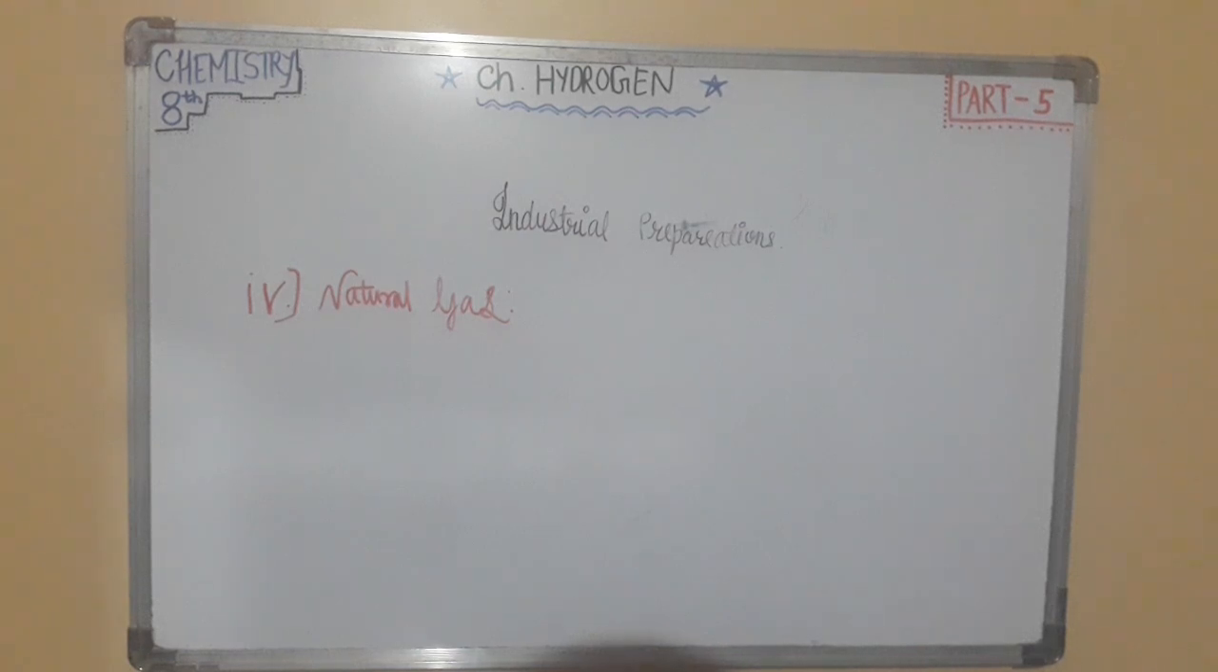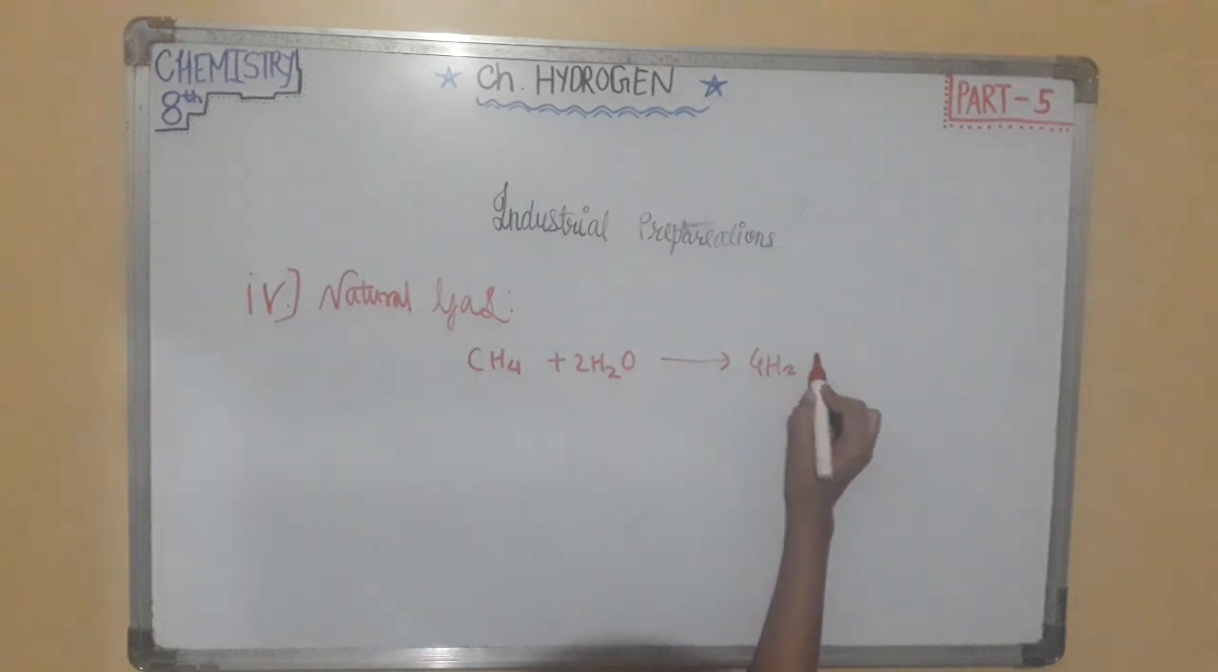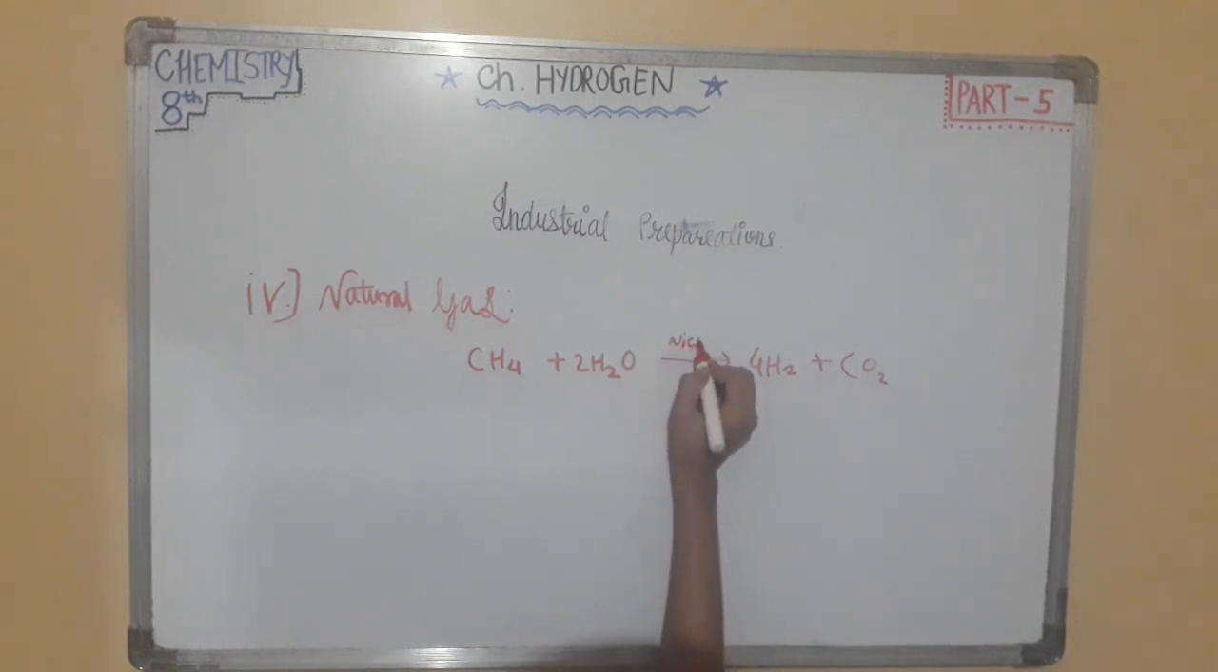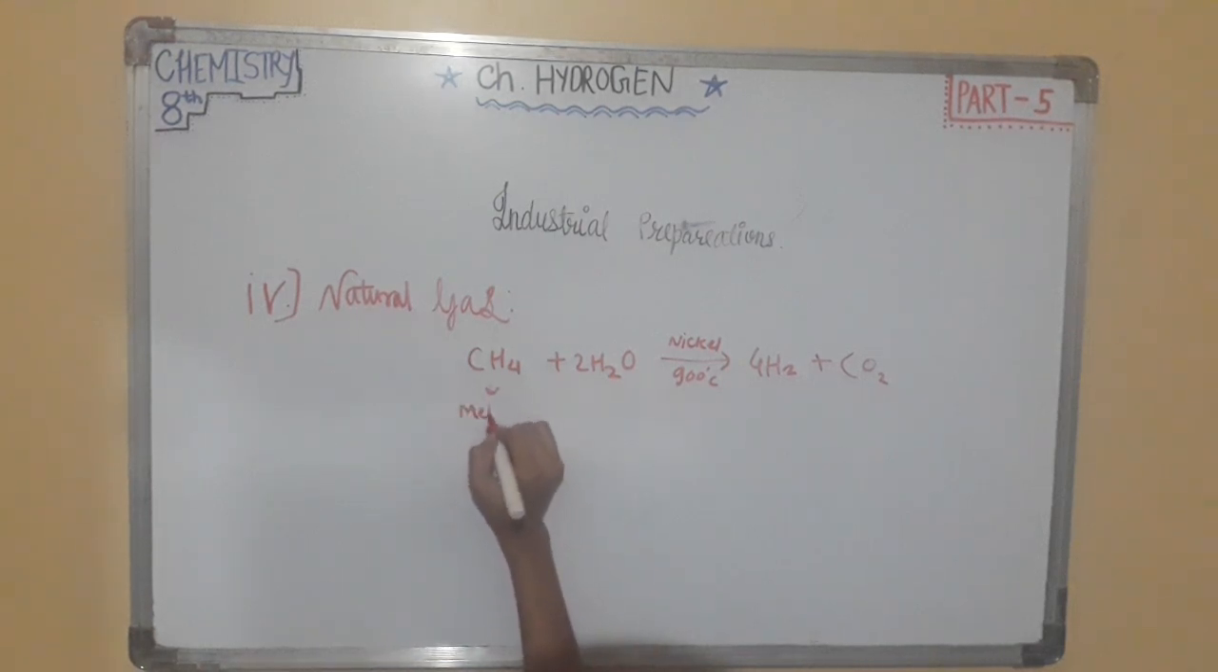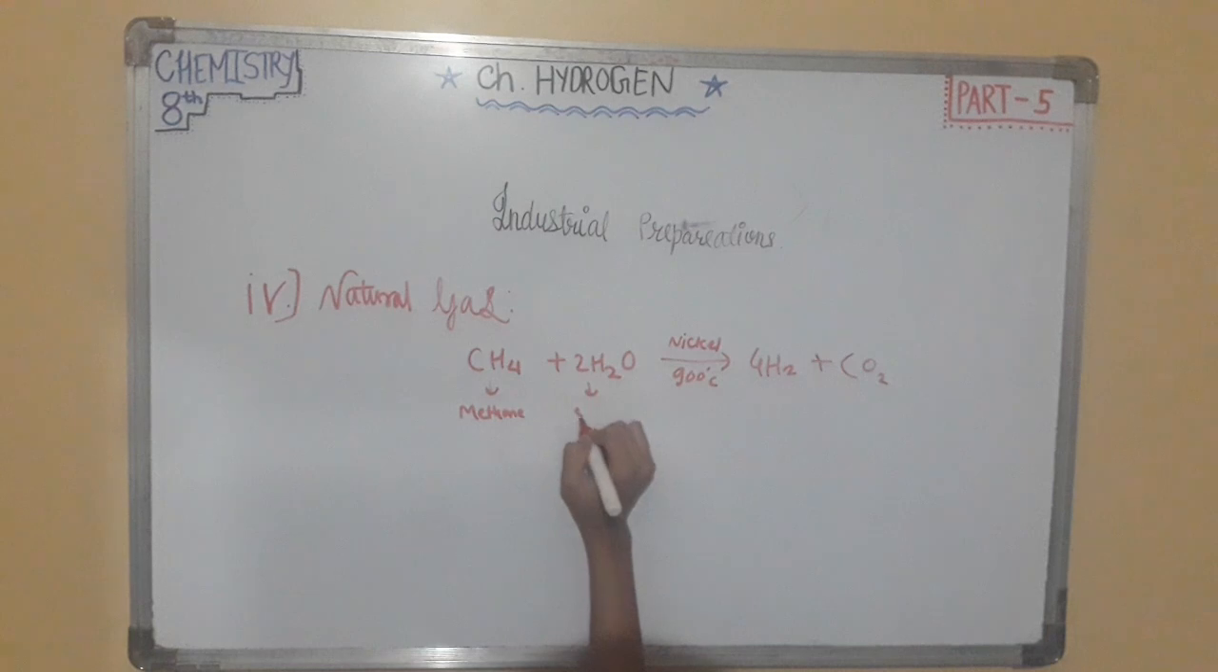The reaction is CH4 plus 2H2O gives 4H2 plus CO2. This is nickel, 900 degrees Celsius. This is methane. This is steam.